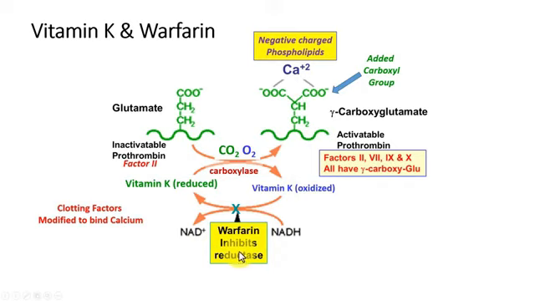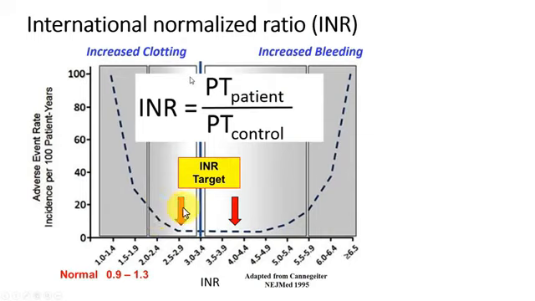And warfarin inhibits that process, so it slows the amount of vitamin K that's available for this reaction and slows the formation of the functional blood clotting factors. This process is measured by a term called International Normalized Ratio, or INR, and it is the ratio of our patient's prothrombin time divided by a control prothrombin time. Normally we have an INR of about 0.9 to 1.3, and in this range we can form clots pretty easily, so if we cut our finger everything's fine.